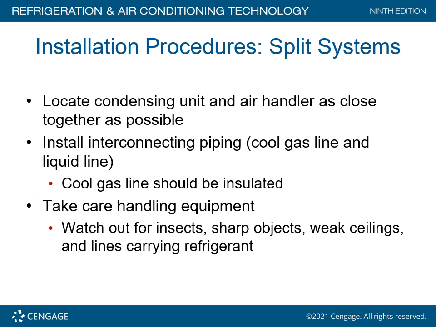Locate the condensing unit and the air handler as close together as possible. Install interconnecting piping, the cool gas suction line and the liquid line. The cool gas suction line should be well insulated. Under Title 24 in California, it has to be a minimum of 3/4 inch thick. Take care when handling the equipment. Watch out for insects, sharp objects, weak ceilings, and lines carrying refrigerant. People have been known to fall from ceilings or get in trouble because they weren't paying attention to their surrounding environment where this equipment is located.